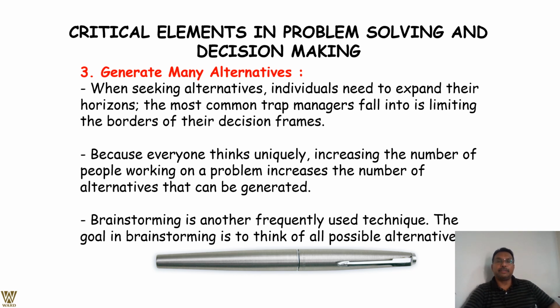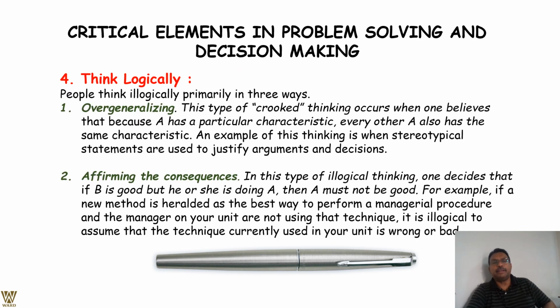Generate many alternatives. When seeking alternatives, individuals need to expand their horizons. The most common trap managers fall into is limiting the borders of the decision frame. Absolutely yes. When seeking alternatives, individuals need to expand their horizons because everyone thinks uniquely. Increasing the number of people working on a problem increases the number of alternatives that can be generated. Brainstorming is another frequently used technique. The goal in brainstorming is to think about all possible alternatives, think logically.